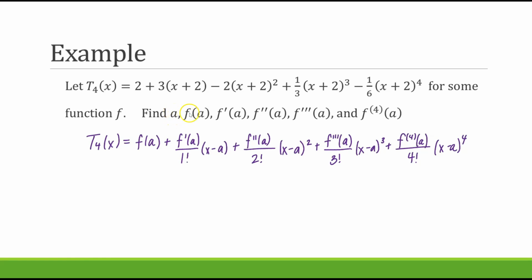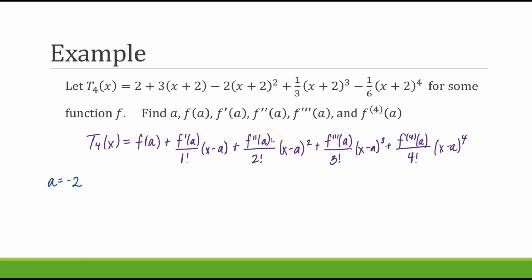So we'll start by finding the value of a. Here, the place that we're going to look to find the value of a is the binomials. So here we have x plus 2 squared, x plus 2 cubed, up to x plus 2 to the 4th. So our value of a, we can see, is going to have to be the opposite of this second piece here. So it's going to have to be negative 2. So we're going to have x minus negative 2. So we can list that one out as our value of a.